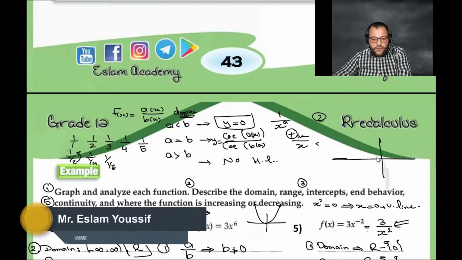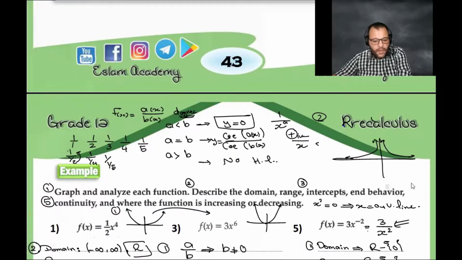So that's how the graph will look like. That is the first part, and that is the second part. If you can't draw, just use a point by substitution. So now we need to describe the domain and range.